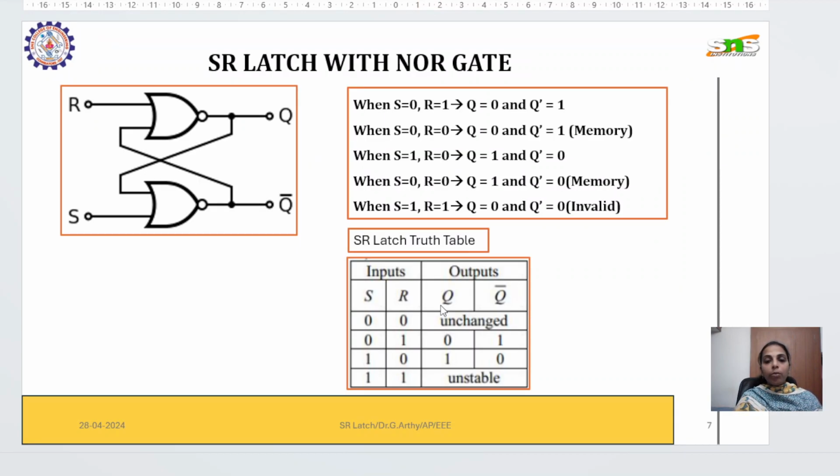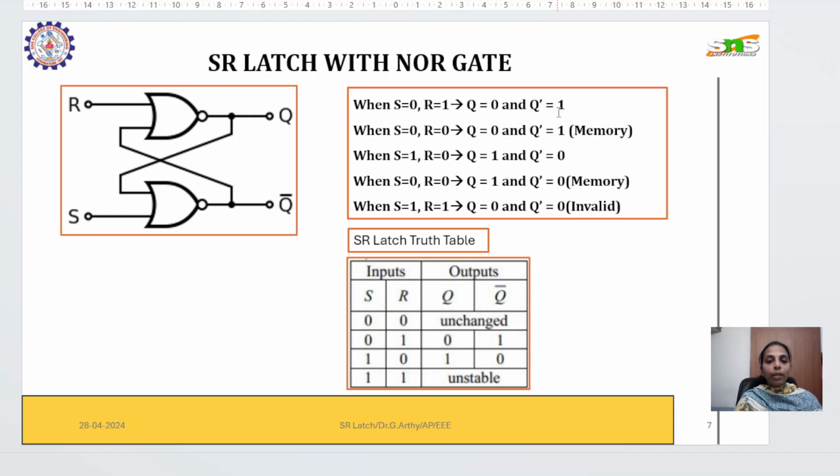And let us now discuss how this SR latch with NOR gate works. When we give S is equal to 0 and R is equal to 1, and let us assume that Q and Q dash have certain values. Assume some previous stored values will be there. Assuming we will get Q is equal to 0 and Q dash is equal to 1.